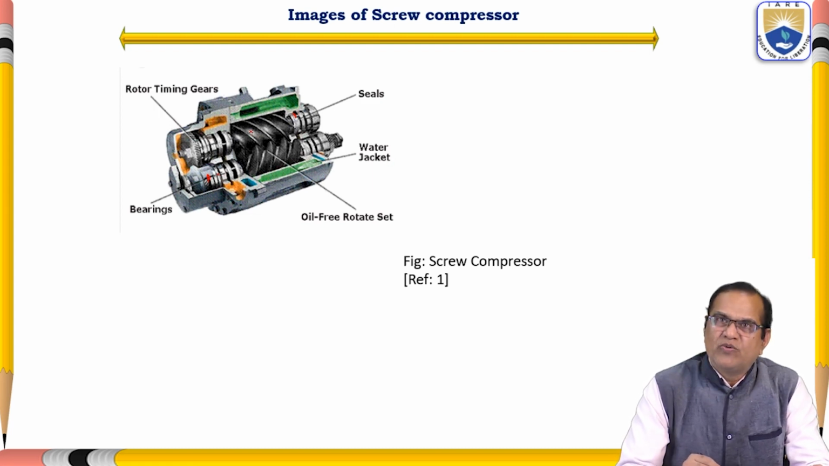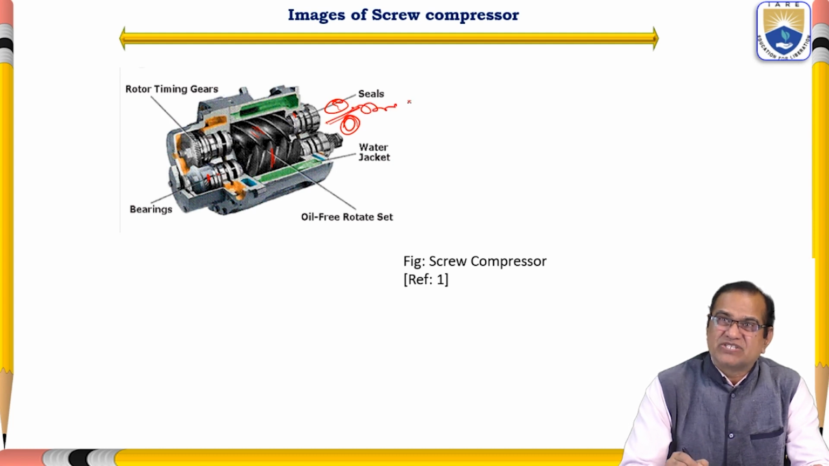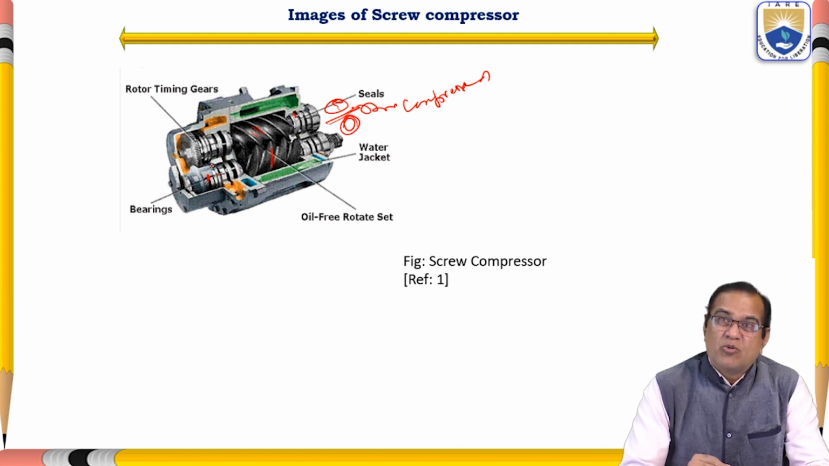These screws are moving in opposite directions. One set moves like this, another moves like this, and air will enter and it will be compressed. These screws are making the air compress, and they are rotated with the help of an external motor.